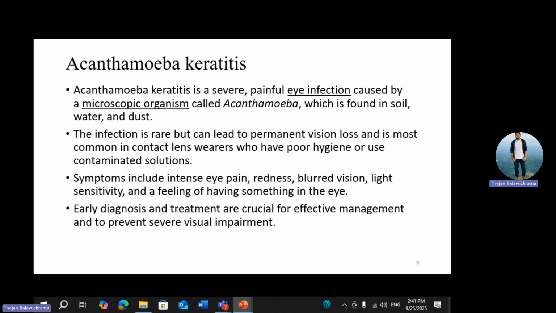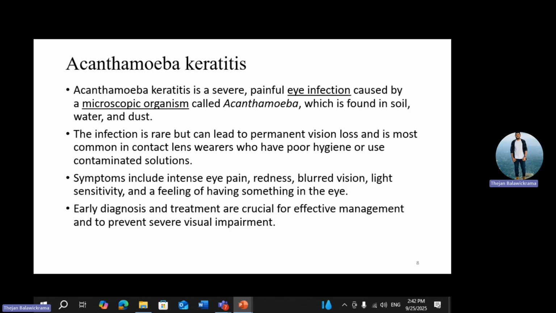Then the eye is infected. We know with any eye infection, we can notice the symptoms that we are getting. Remember another thing: basically when it comes to this sort of eye infection, the major reason whenever we are exposed is poor hygiene. That is a major reason. Symptoms-wise: eye pain, redness, blurred vision, light sensitivity.